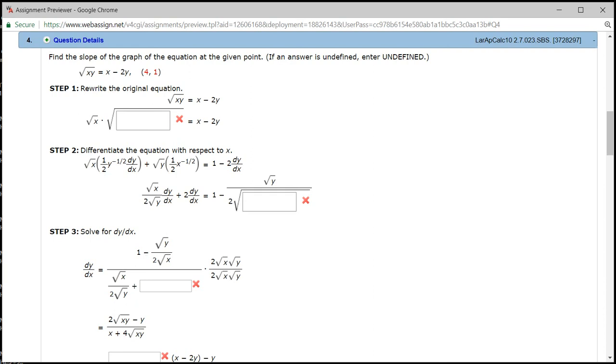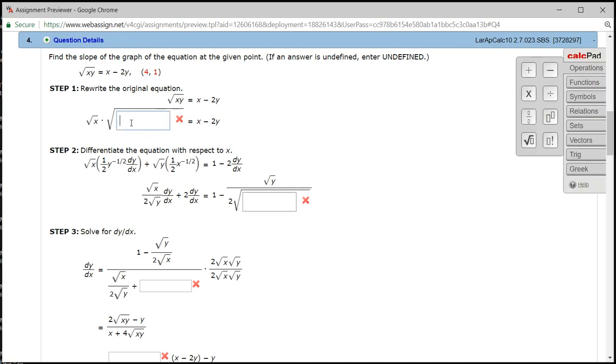All right, let's look at homework 2.7, problem number 4. Step 1: rewrite the original equation. They just want to split the square root of xy into the square root of x and the square root of y. All right, so we have that.